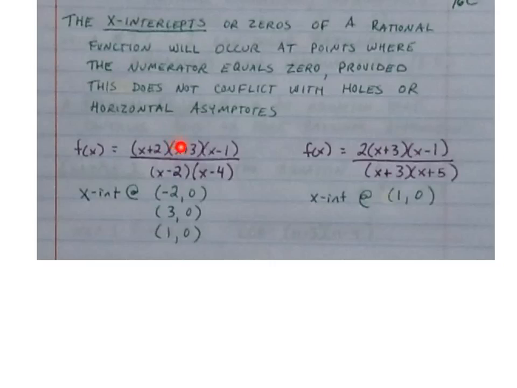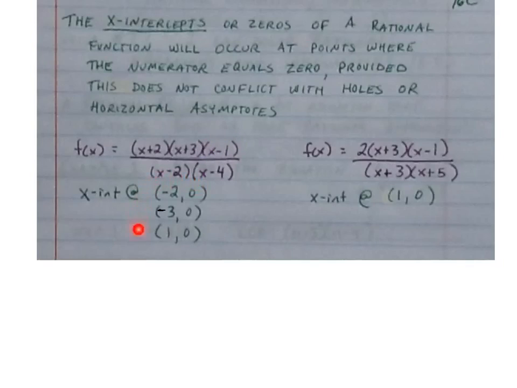If x was negative 3, then we have an x-intercept at negative 3 comma 0. That's a typo. Let's fix that. Negative 3 comma 0. And finally, when x equals 1, we wind up having an x-intercept at 1 comma 0.